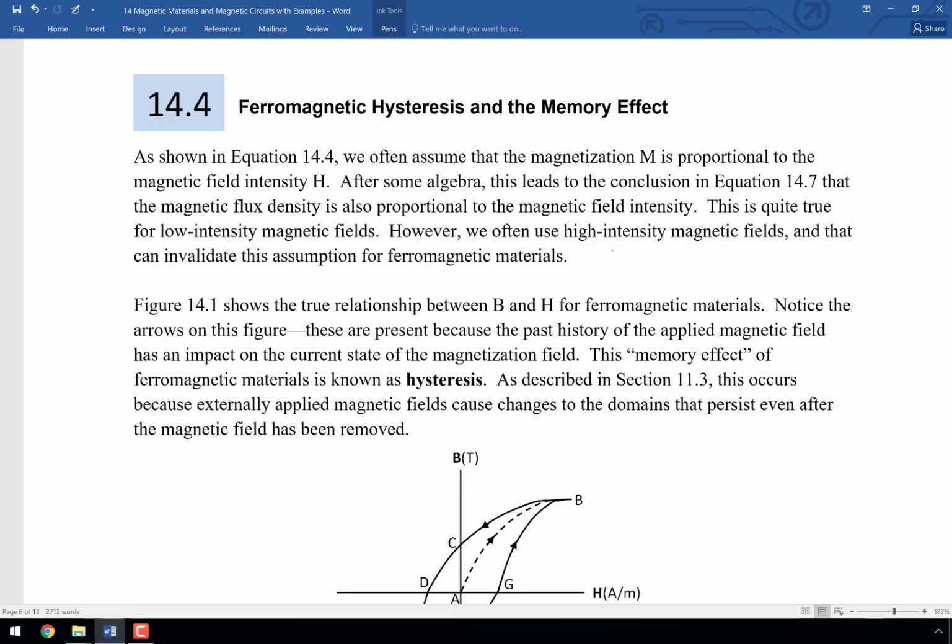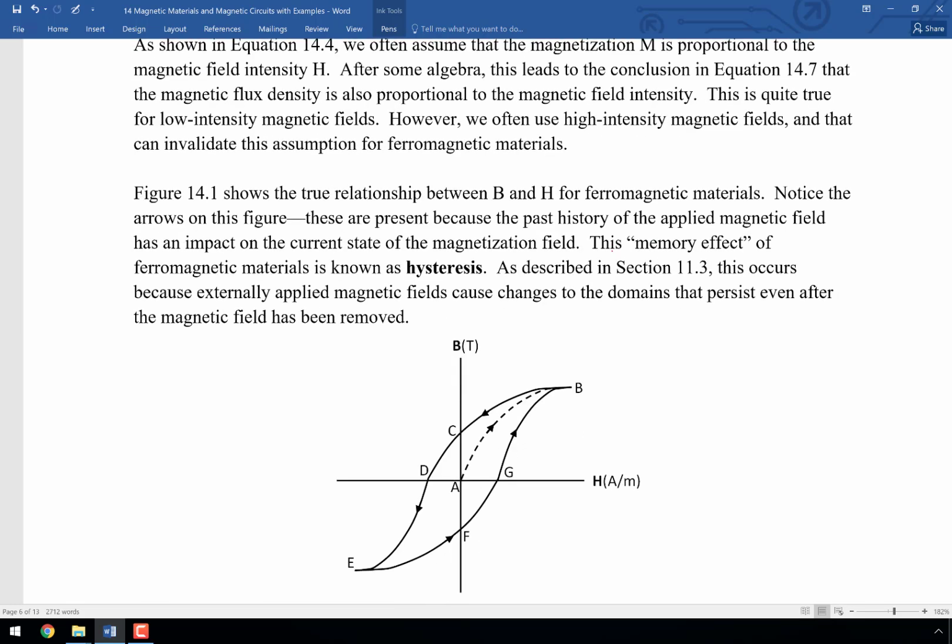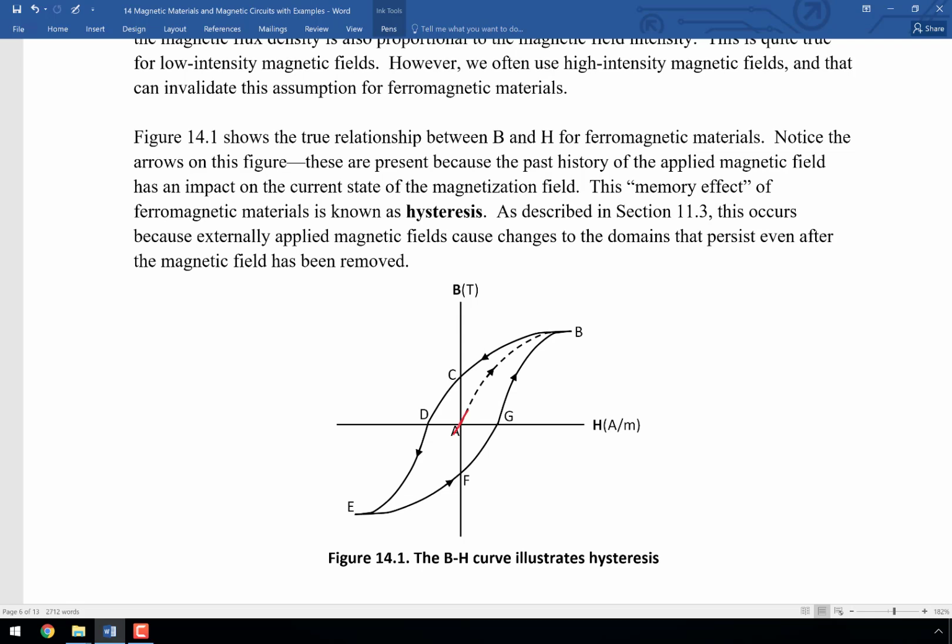It turns out that, as I mentioned to you earlier, the idea that the magnetic field intensity is proportional to the magnetic flux density is really only true near the origin. You'll notice that right in this area here, there is in fact a linear relationship. And if we only stayed within that region, everything would be fine. But as we move further away from that region, let's start out with a perfectly unmagnetized piece of ferromagnetic material. We're going to start at point A.